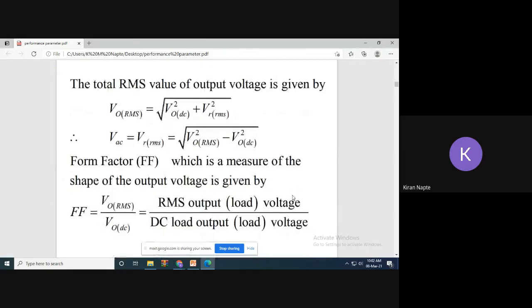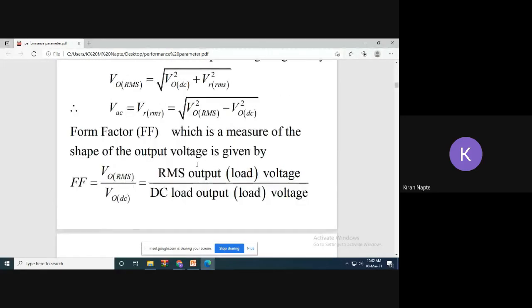Then the next performance parameter, the third performance parameter, is form factor, which is represented as FF, and which is basically the measure of shape of output voltage, right? So what is this form factor? It is the ratio of RMS output voltage to the DC load output voltage. And this form factor basically measures the shape of output voltage, right?